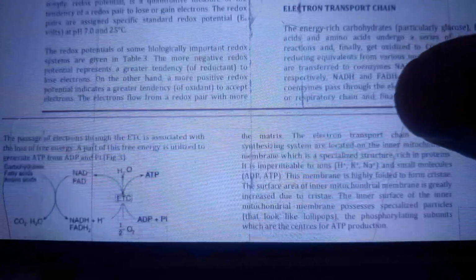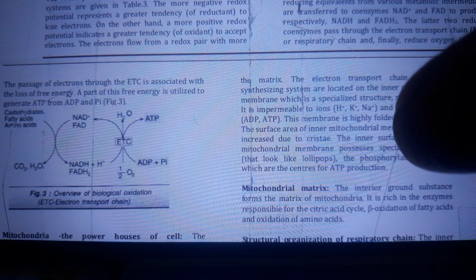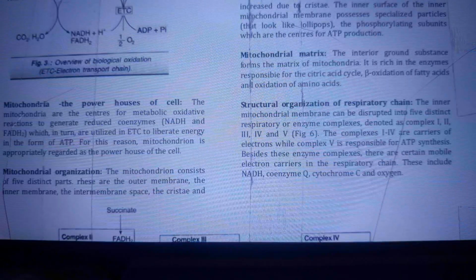Electron transport chain. The energy-rich carbohydrates, particularly glucose, fatty acids, and amino acids, undergo a series of metabolic reactions and finally get oxidized to CO2 and H2O. The reducing equivalents from various metabolic intermediates are transferred to coenzymes NAD+ and FAD to produce, respectively, NADH and FADH2. The latter two reduced coenzymes pass through the electron transport chain, ETC, of the respiratory chain and finally reduce oxygen to water. The passage of electrons through the ETC is associated with the loss of free energy. A part of this free energy is utilized to generate ATP from ADP and Pi.